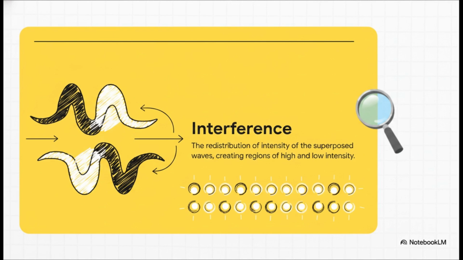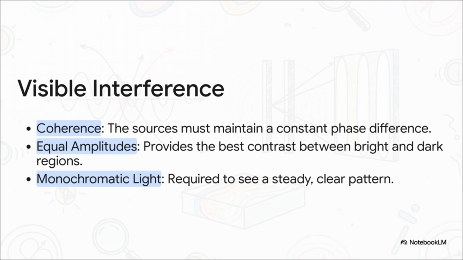You're just moving the light energy around, creating bright spots where waves add up and dark spots where they cancel out. So to get that really clear, stable interference pattern, you need three things to be just right. First, the sources have to be coherent, which basically means their waves are locked in a constant, predictable relationship. Second, having equal amplitudes gives you the best contrast, the brightest brights and the darkest darks. And finally, using monochromatic or single-color light keeps the patterns from getting all smeared together. Remember these three, they are classic exam questions.